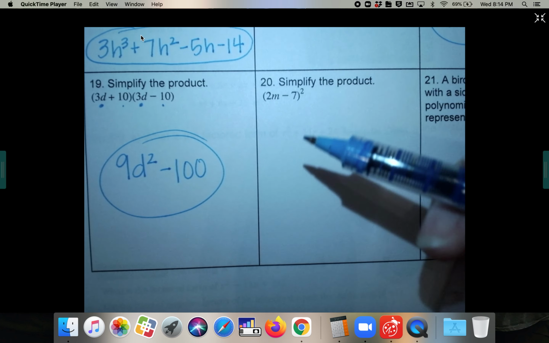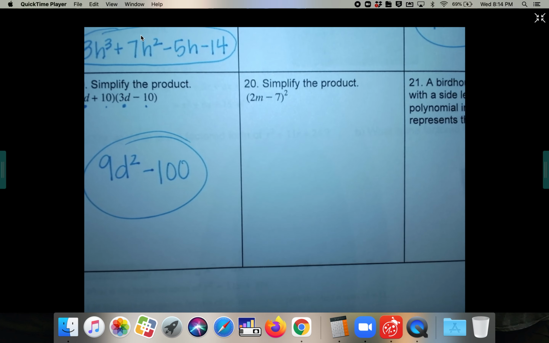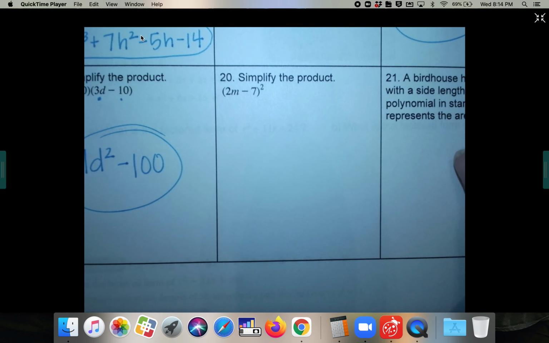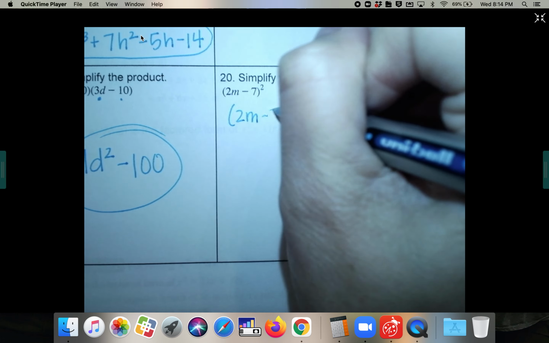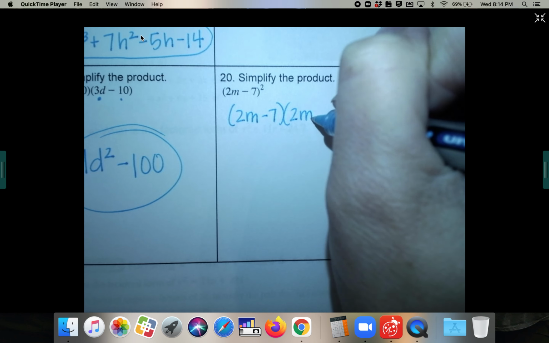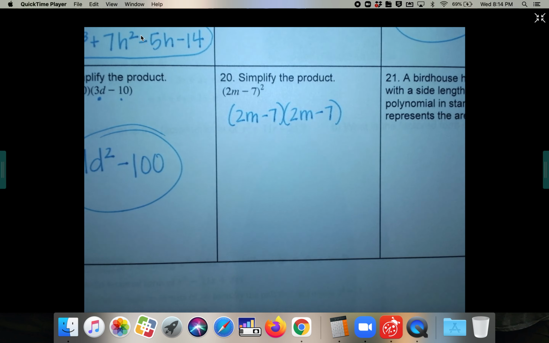All right, in fact, you know what? I'll do number 20 the way you might want to do it if you forget how and just want to write it all out on the test. So number 20, let's say I forgot how to do this and I want to FOIL it. It would be 2m minus 7 times another 2m minus 7. So let's say I forgot that you could just do a shortcut.